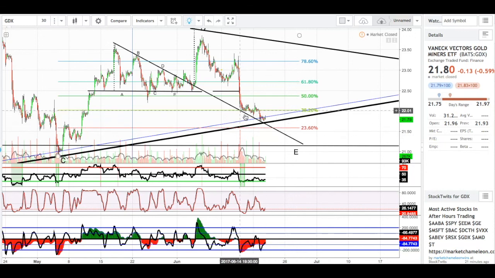Again, I haven't drawn them out, but we can see our price is moving downwards while our RSI is moving upwards, our stochastic is moving upwards, and our CCI is moving upwards.